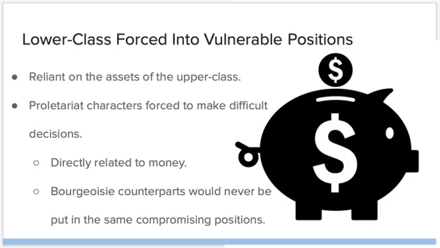So the capitalist economic system in this novel forces low-class individuals into vulnerable positions in which they become reliant on the assets of wealthier citizens. In Ing's novel, proletariat characters are forced to make difficult decisions directly related to money, decisions that their bourgeoisie counterparts would never have to consider making.